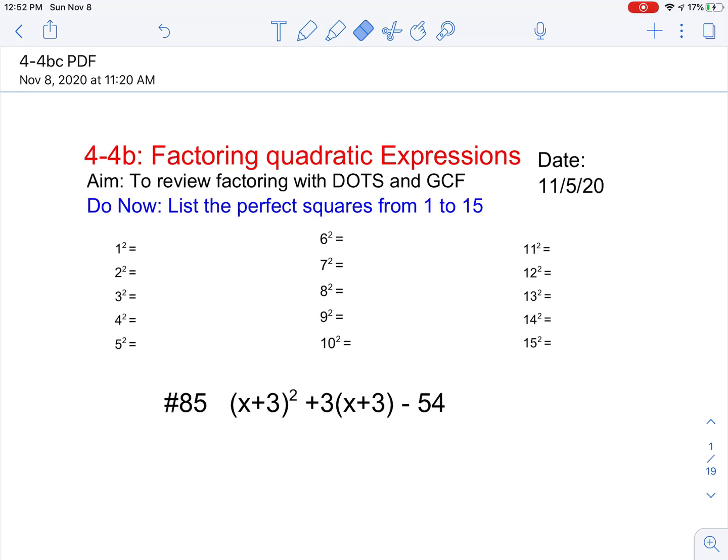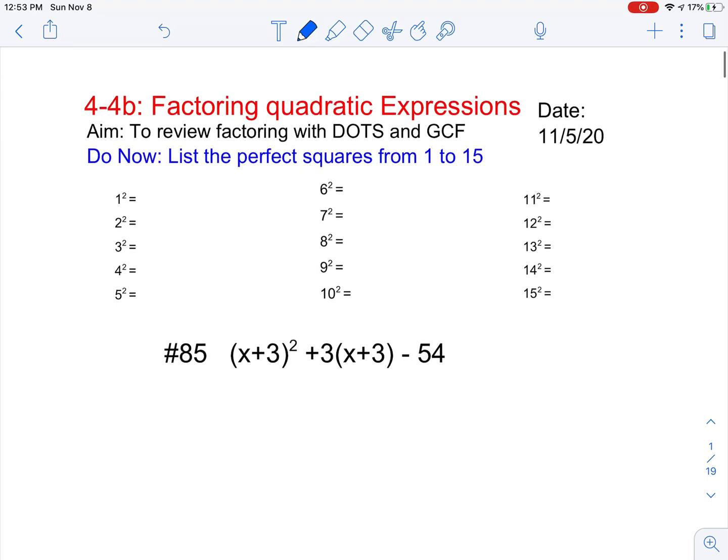Before we get into that, I just wanted to review a question from yesterday that takes a slightly different structure. If we look at number 85 from the textbook, it has this expression. Now, you may be tempted right away to try to expand this out and factor it. So what you might think you should do first is x plus 3, FOIL that out to get x squared plus 6x plus 9.